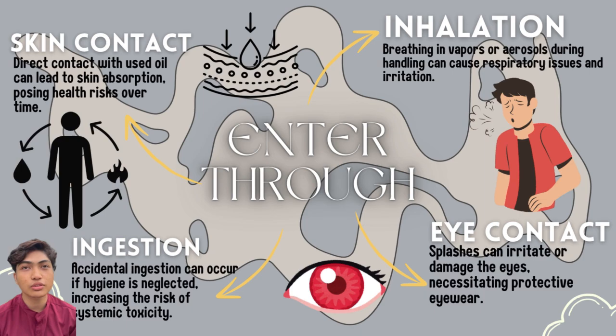And last but not least, to summarize, the four main routes of chemical entry from used engine oil are dermal, inhalation, ingestion, and eye contact. Each poses specific health risks that need to be managed through appropriate safety protocols. Understanding these routes helps us tailor our safety measures effectively.